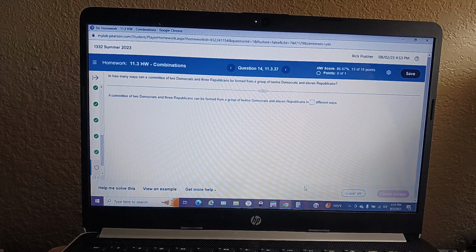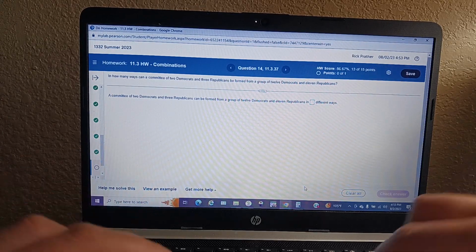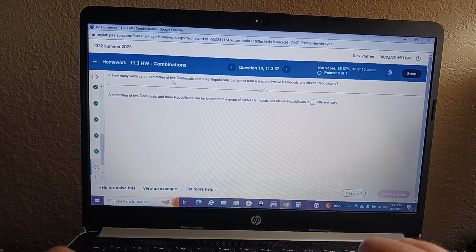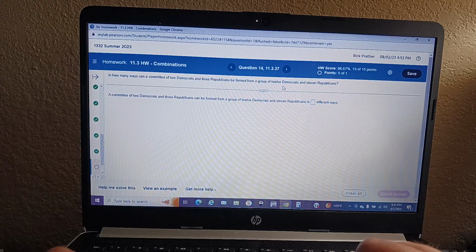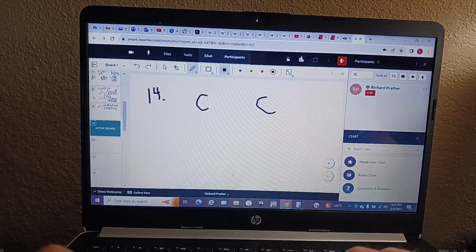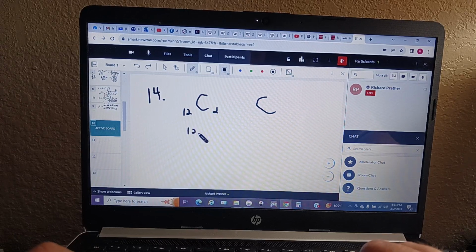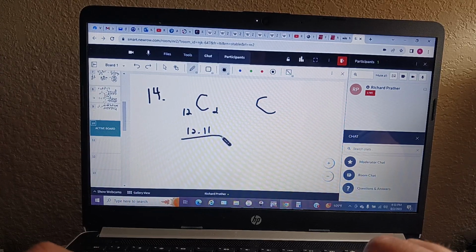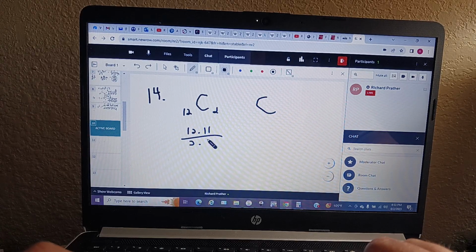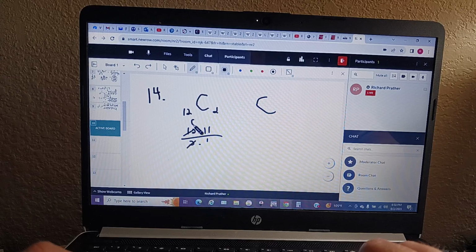So I'm going to pick 2 Democrats out of 12 Democrats. Just do the Democrats first. 2 Democrats out of 12 Democrats. That's 12 combination 2, which would be 12 times 11. Stop after 2 numbers and divide by 2 and 1. And 2 can go into 12 6 times. The 1 doesn't matter. 11 times 6 is 66.